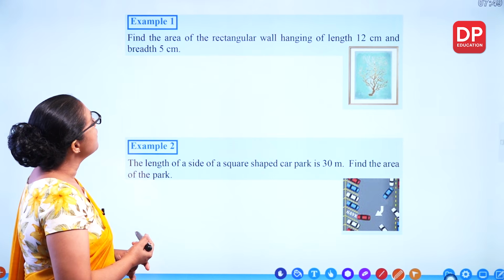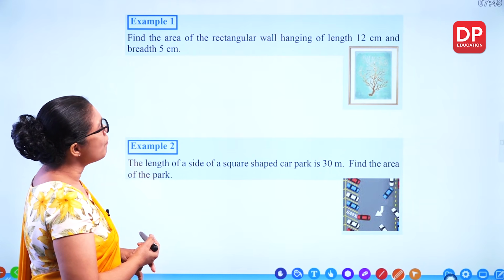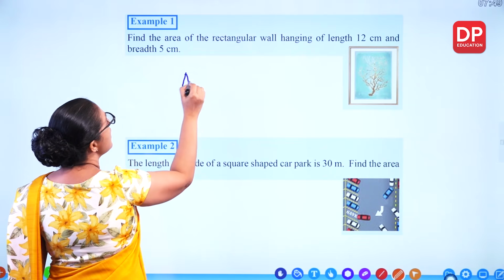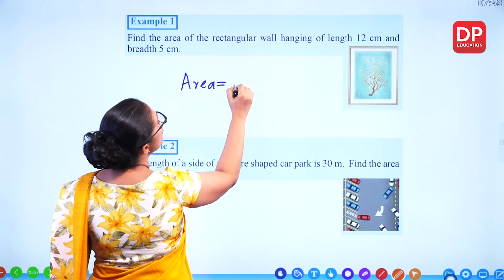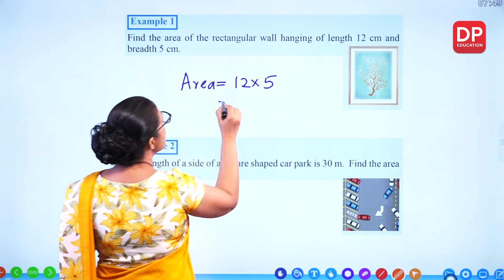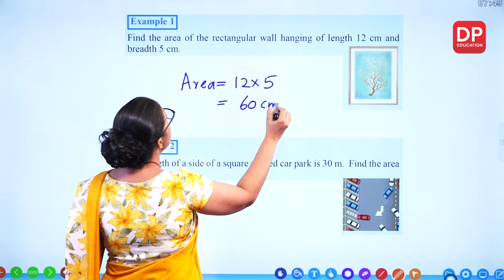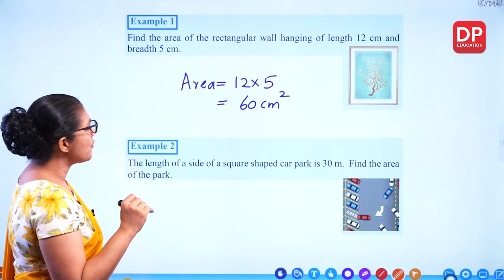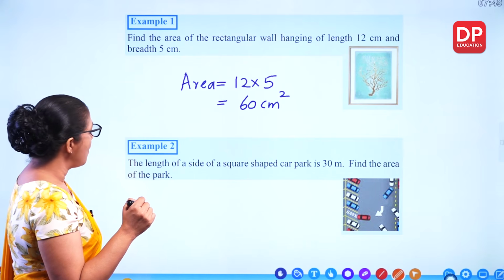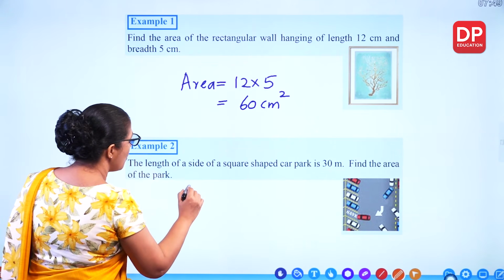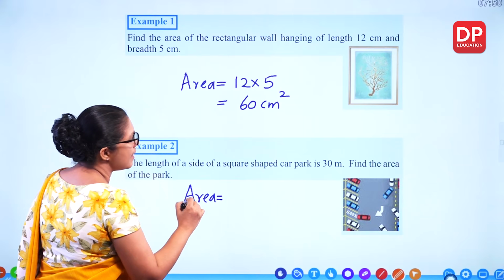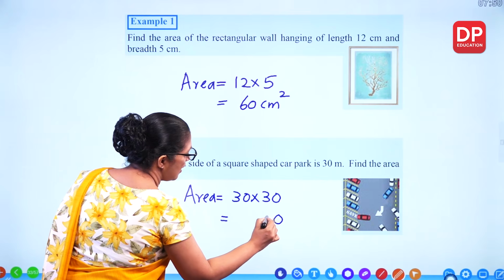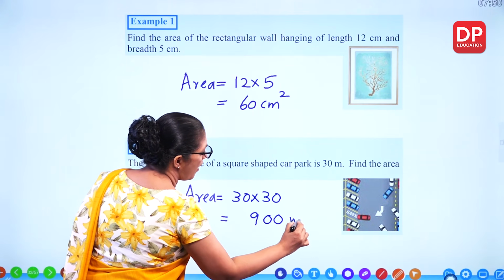Example 1. Find the area of the rectangular wall hanging of length 12 and breadth 5. So we can straight away find out the area is equal to 12 times 5. 12 times 5, 60, and the unit is square centimeters. Example 2. The length of a side of a square-shaped car park is 30 meters. Find the area of the park. So this is a square. Area is length into length. 30 into 30. You get 900 square meters.